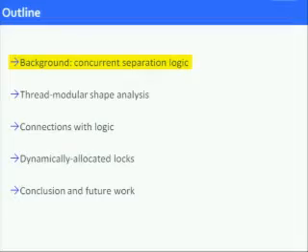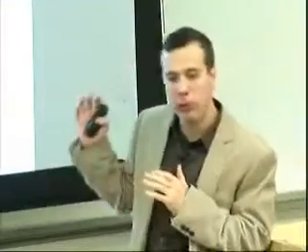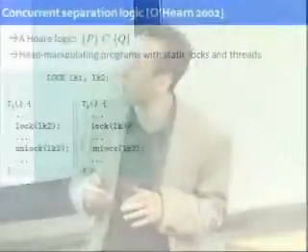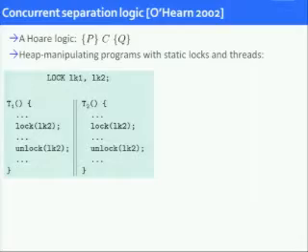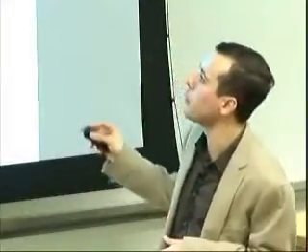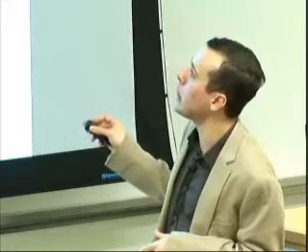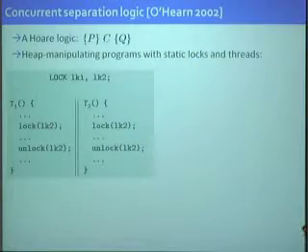So before I go on, I should just briefly describe something called concurrent separation logic, which is a program logic that this analysis is based on. So let's see. Separation logic is a Hoare logic. What this means is that it manipulates logical statements of this form, where P describes the state of the program before executing the command C, and Q describes the state of the program after C terminates, if it ever does. So P is a precondition and Q is a postcondition.